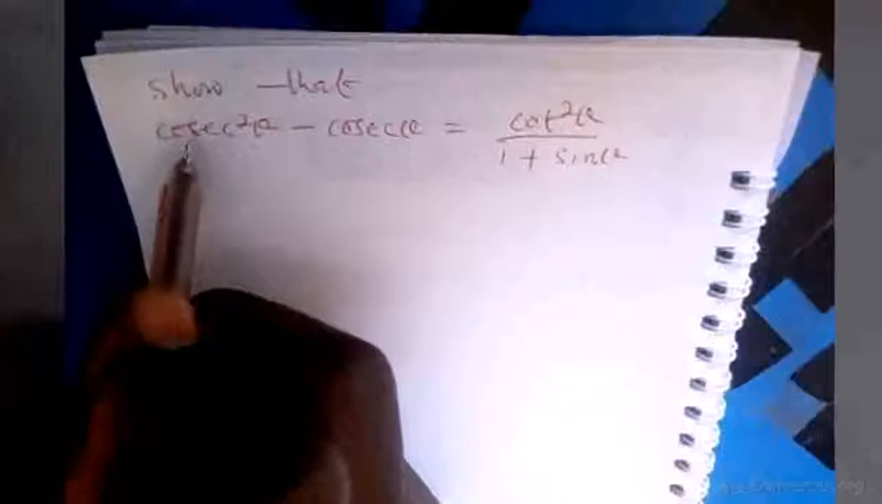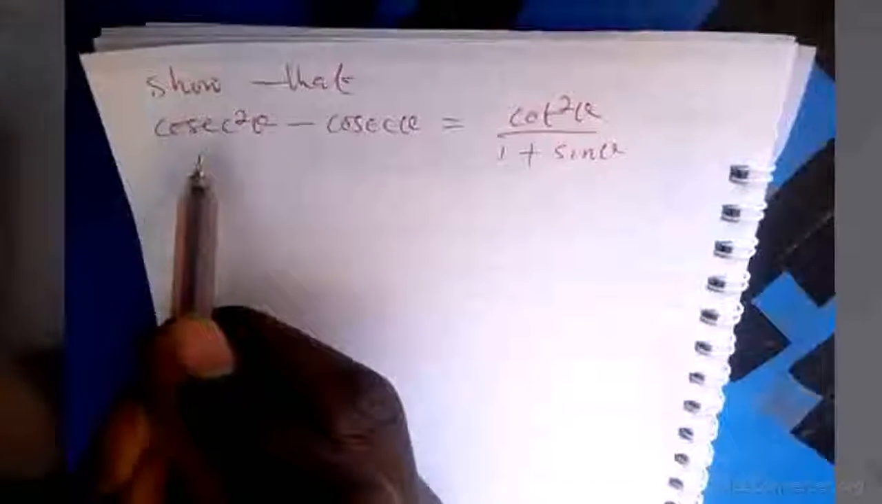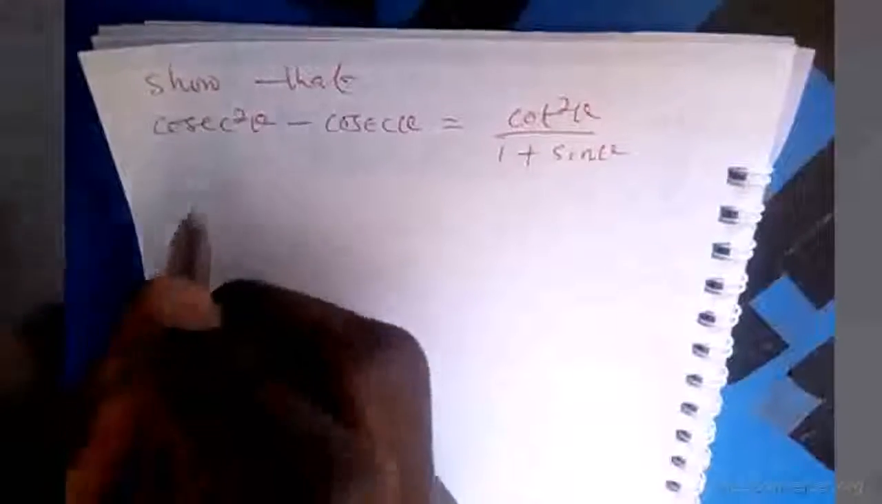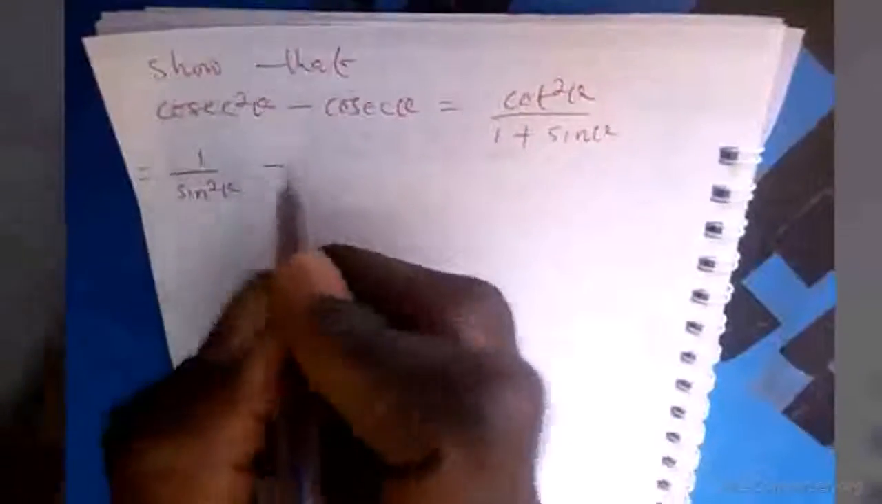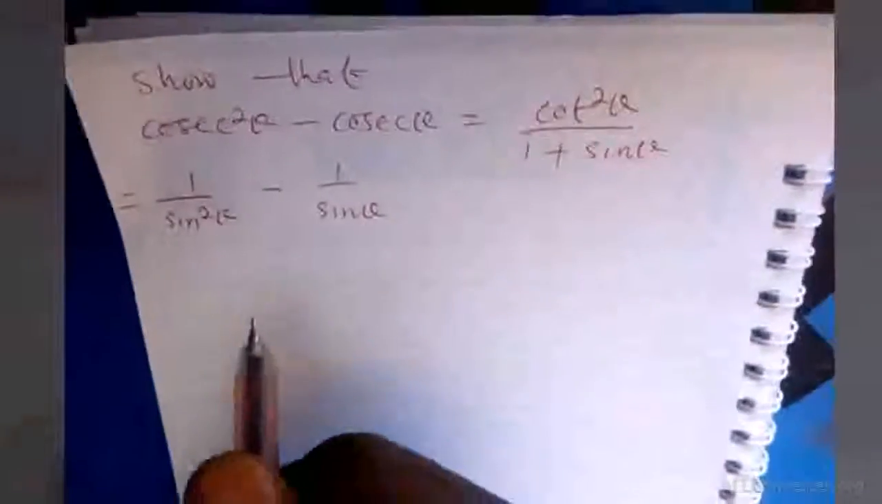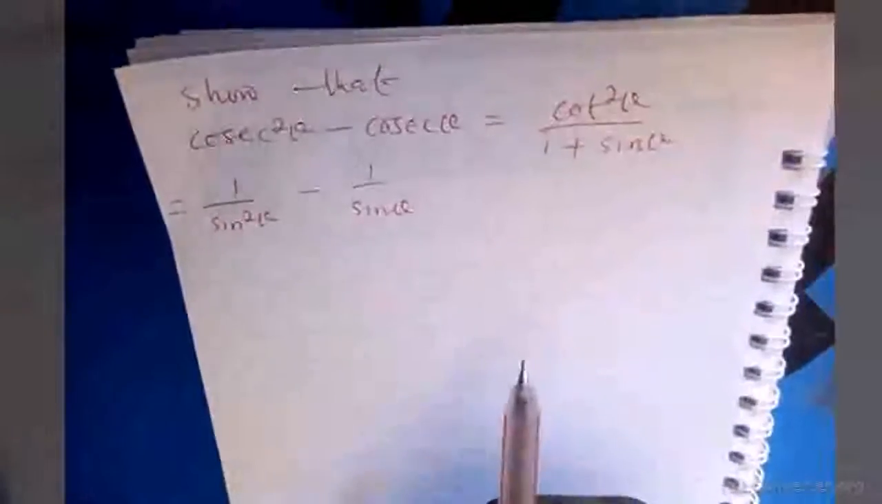Okay, we know that from identity, cosec theta is written as 1 over sin theta. Therefore, this is written as 1 over sin square theta minus 1 over sin theta. Because here there is a square, we have square, but here there is no square, therefore we don't have square.